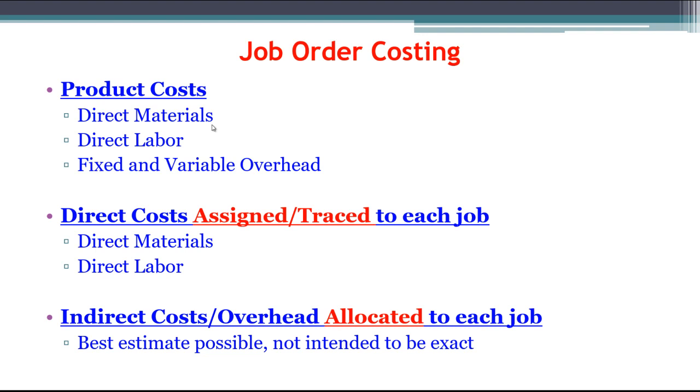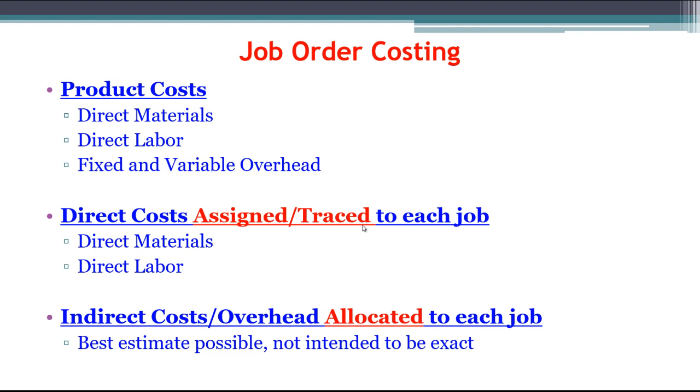Direct materials that go right into the product, direct labor, people that work on the product, and fixed and variable overhead, as we talked about a bit ago. But the key thing here is this is manufacturing overhead. So with the direct costs, we know how much of that each product takes, each unit. It's pretty easy to identify the materials and the labor that goes into each unit. So they're assigned or traced. Those are two terms commonly used.